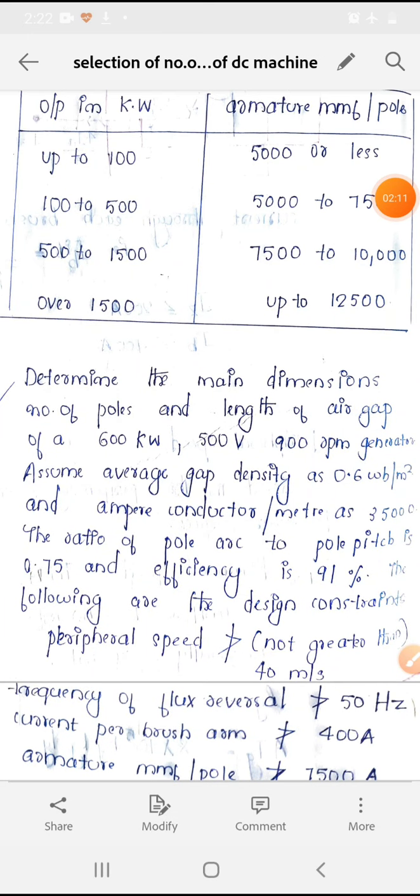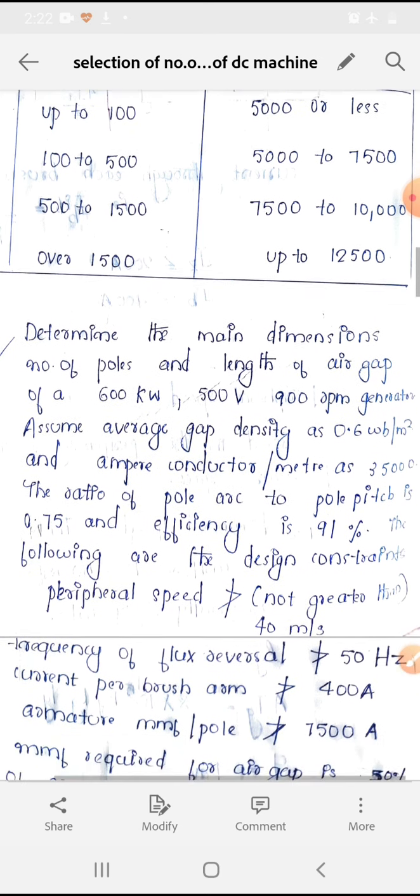Next is a problem based on the selection of number of poles. The question is, determine the main dimensions, number of poles and length of air gap of a 600 kilowatt 500 volt 900 rpm generator. Assume average gap density as 0.6 Weber per meter square and ampere conductor per meter as 35,000. The ratio of pole arc to pole pitch is 0.75 and efficiency is 91%.